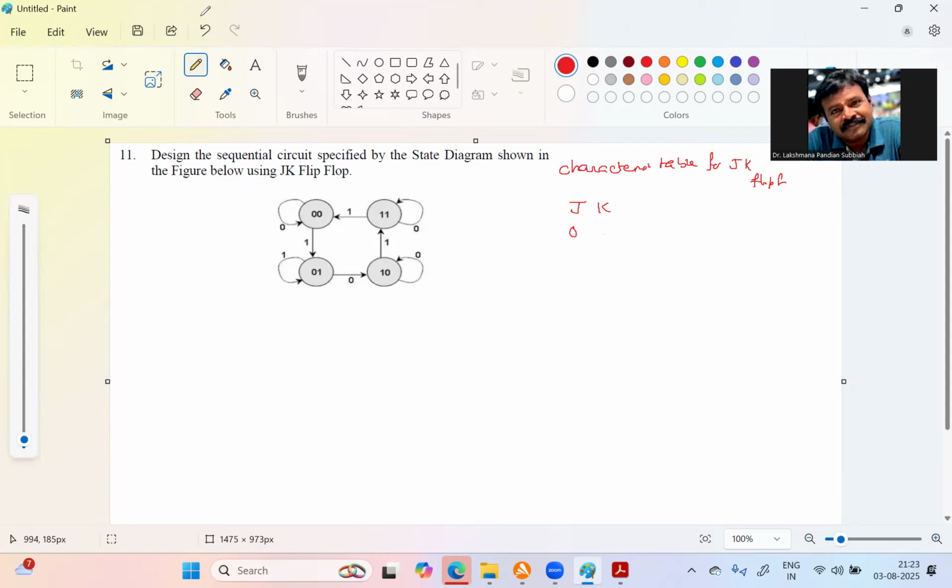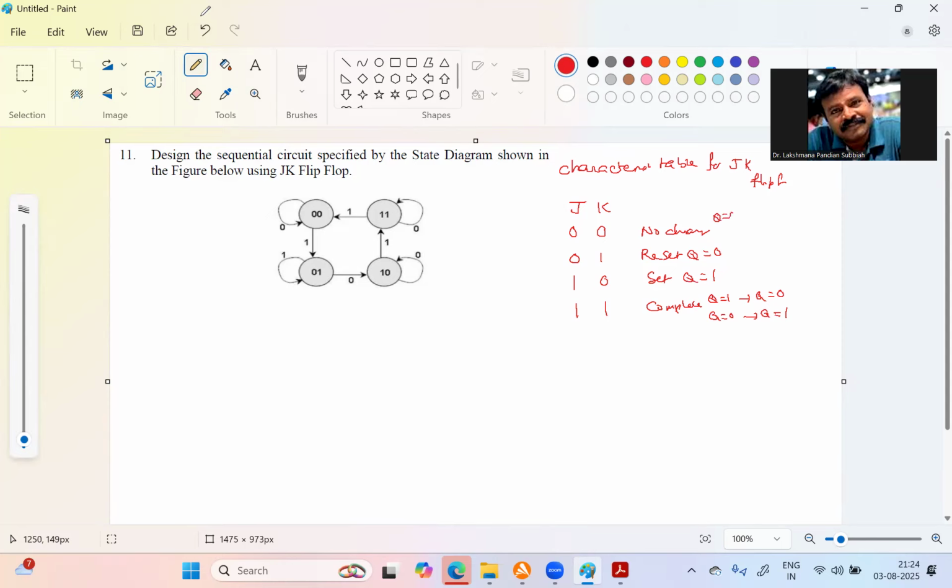Here we have 0 0, no change in value. 0 1 is reset. Then 1 0 is set. Reset means Q is 0, and set means Q is 1. Then 1 1 is the complement of the already existing value. If Q is 1, it will change to Q equal to 0. If Q is already 0, it will change to Q equal to 1. This is a complement.